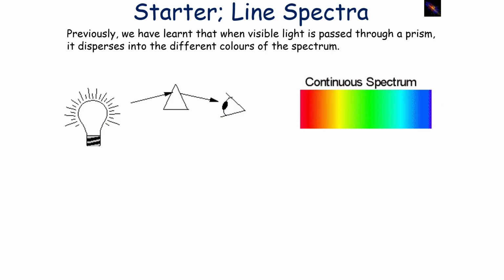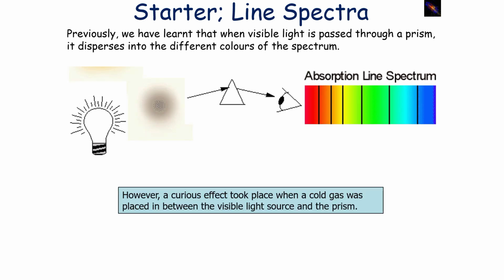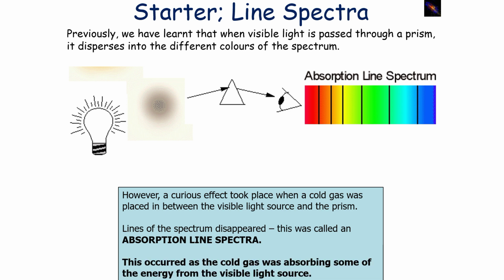Now it's interesting to note that when we shine light through a prism, we get a continuous spectrum because there's no break in that spectrum. However, if we place a cold gas between the light source and the prism, some of the lines of the spectra disappear, so we call that an absorption line spectra, because the cold gas was absorbing some of the energy from the visible light source.